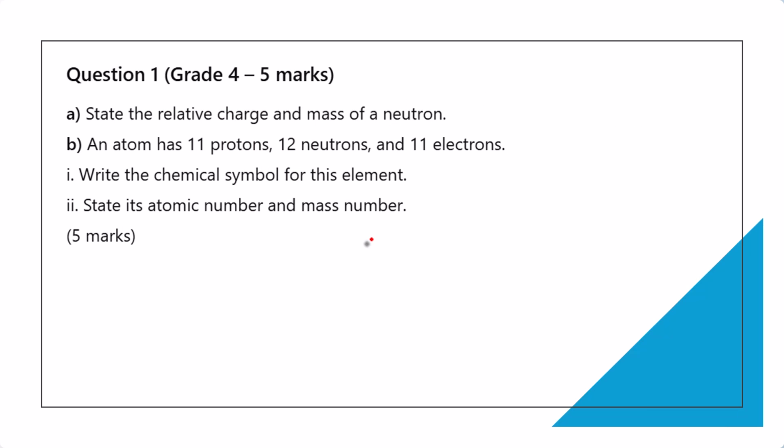Question 1 is on atoms, the structure of an atom, the periodic table, and stuff like that. And it's only grade 4 questions, as you can see. This will come in triple and can also come in combined science as well. So pause the video and try question 1A and B. Pause the video now.